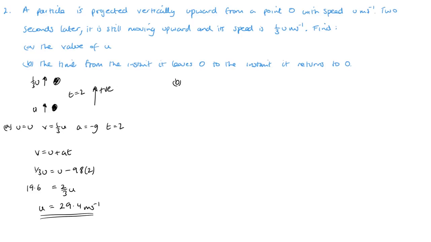Now, part B, the time from the instant it leaves O to the instant it returns. So this is going to be s equals 0. t is what we want to find. a is minus g, because I'm still taking upwards as positive, and in this case I have to use the value I worked out earlier because I don't have a fourth value.